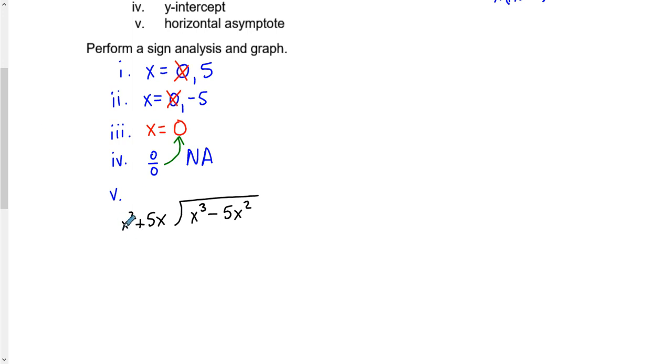X squared multiplied by what will give us an x cubed? Oh, that's an x. So x by x squared is x cubed. X by a positive 5x will be a positive 5x squared. Subtract it off. Negative 5 subtracting 5, negative 10x squared.